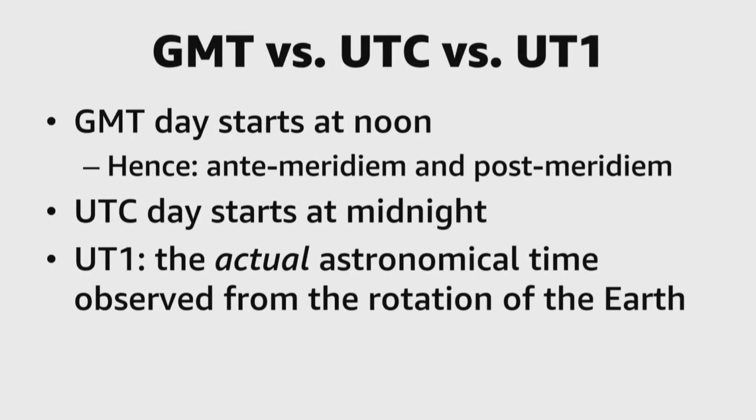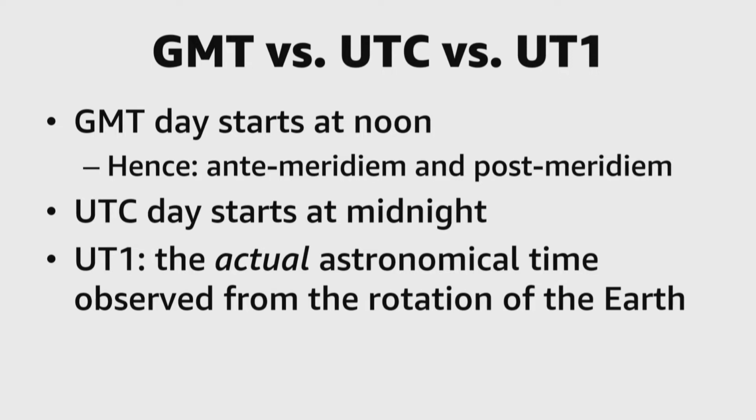So what's the difference? GMT's day starts at noon because it's an observable time phenomenon, right? They were using the sextant to go out and shoot local noon in Greenwich, England, and that's when GMT starts. And AM and PM mean ante and post meridiem, before and after noon in GMT, right?